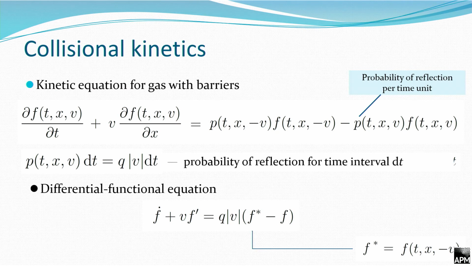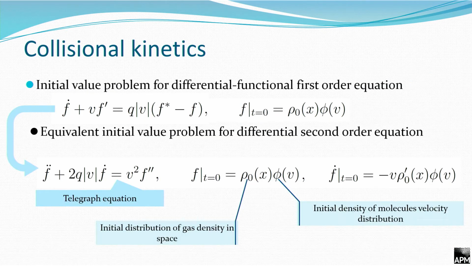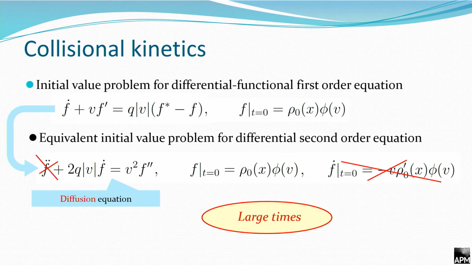So what is the advantage of the gas description? In this case, we can write explicit kinetic equations, and we can solve them. You can see here the kinetic equation, and the right-hand side, which describes this reflection from random barriers. Then this equation can be transformed to a kind of telegraph equation, which can be solved explicitly with the initial conditions which you can see here. Then what is very important, if we have a long time scale, we can neglect the first term, and then we obtain a kind of diffusive equation, which should be valid for large times.